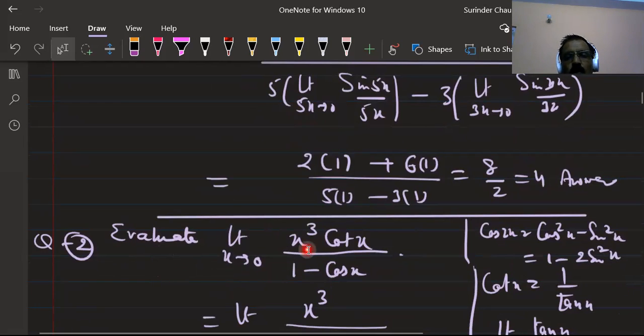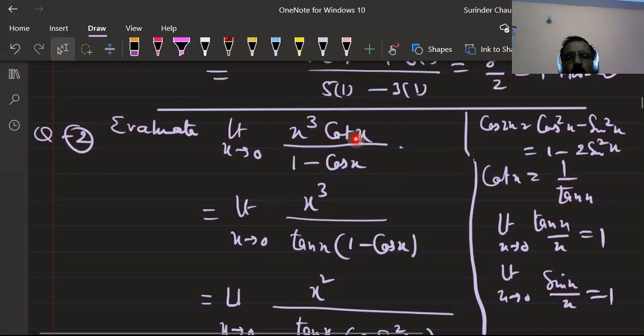Limit x to 0 of x cubed cot x upon 1 minus cos x. Now we have the formulas: limit x to 0 of tan x upon x equals 1, and limit x approaches 0 of sin x upon x equals 1. So we'll convert them into tan and sin. Cot x is equal to 1 upon tan x.